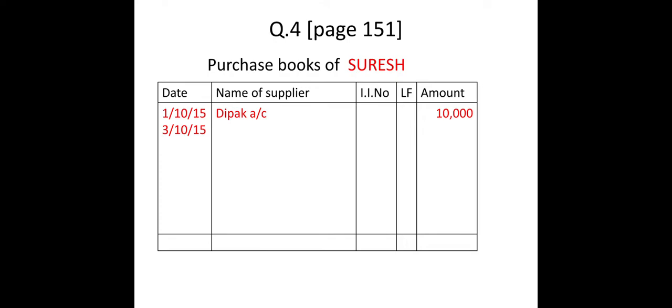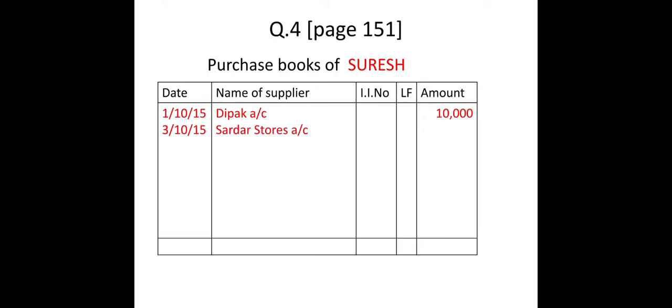Then the name of the supplier is Sardar Stores. So we can write Sardar Stores account. Clear? They all are accounts for us. Clear? So we have to attach the word account to each and every name. So Sardar Stores account. The bill number is given in this question, students. Bill number is 116. So let's write down 116. LF is as usual empty. Now let's write down the amount.